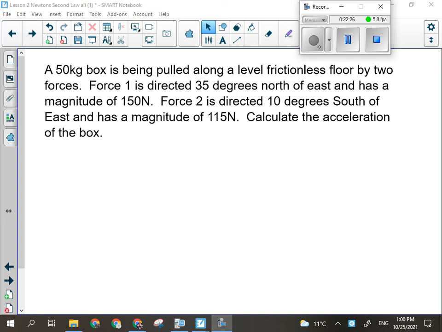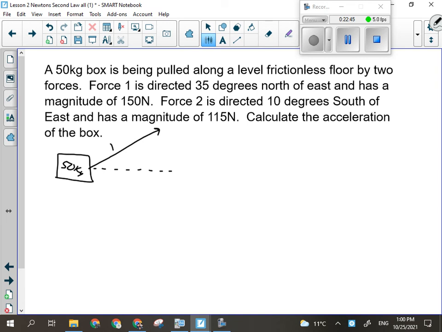Okay, first thing, draw a free body diagram of the situation. So we've got our 50 kilogram box. This is going to be due east, which is what both of my forces are measured from. So I've got a 35 degrees north of east force, that's 150 newtons. And then I've got a 10 degrees south of east force, and it's 115 newtons. All right, that's my free body diagram.